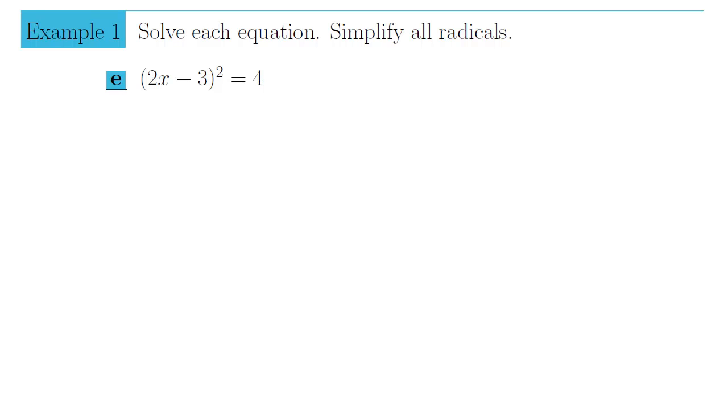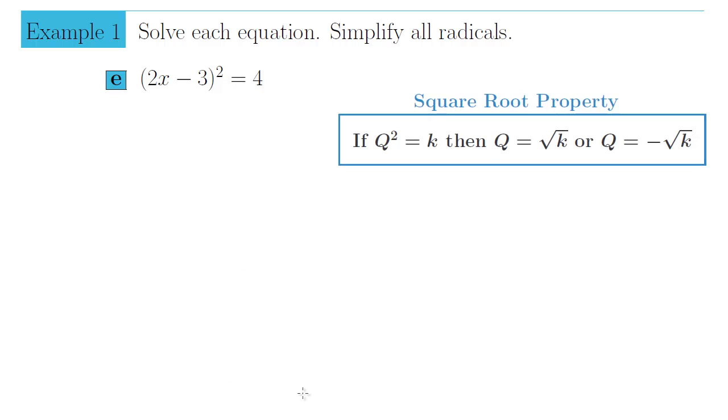Example 1e. Solve the quadratic equation, quantity 2x minus 3 squared equals 4. This example is similar to our previous examples. The thing that makes it different is that the object inside the square is not a single variable, but instead it's a variable expression. But that's okay. We're still ready to apply the square root property because we have a variable quantity squared equals a positive number. Let's quickly review that square root property again.